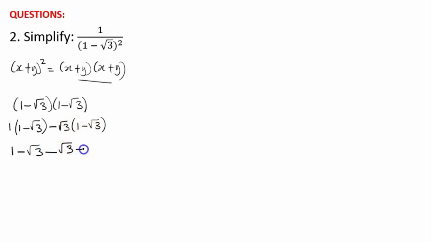Multiplied, minus times minus is going to give us plus. Then root 3 times root 3 is going to give us root 9, which is 3. I believe we are understanding that. All right, so we collect like terms. We have 1 plus 3 because those 2 are constants. So I have 4. Then minus root 3 minus root 3 will give me minus 2 root 3.